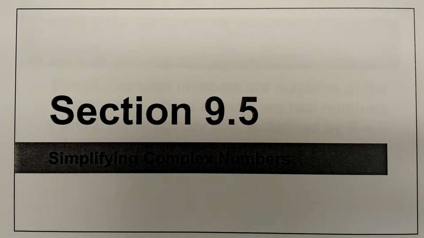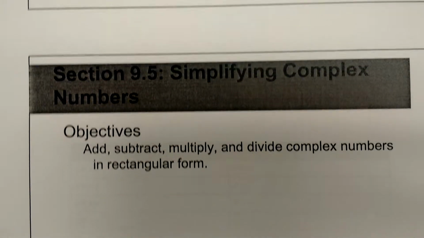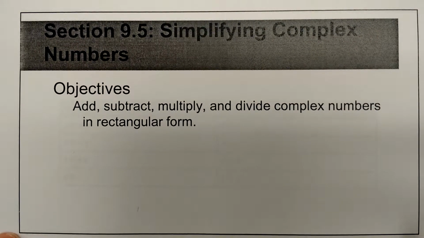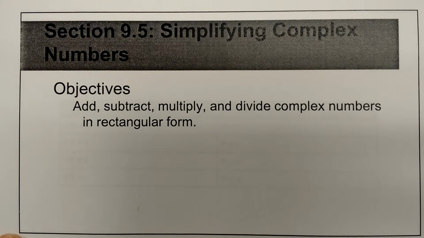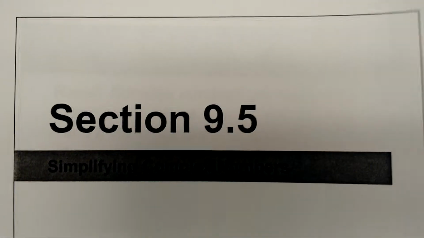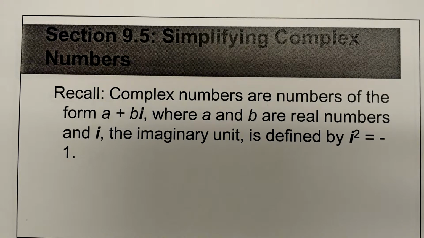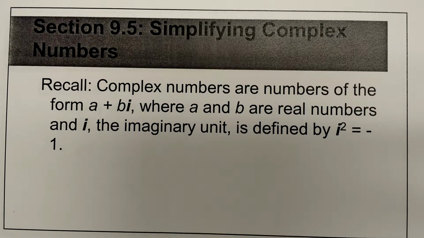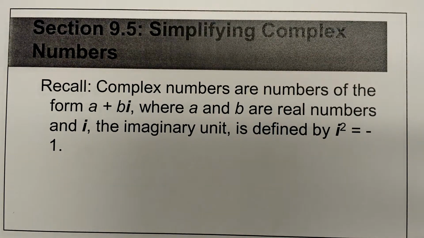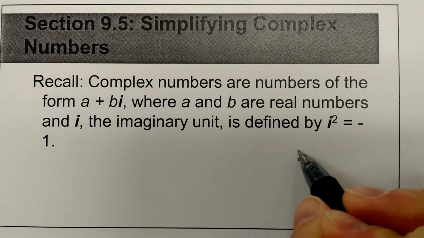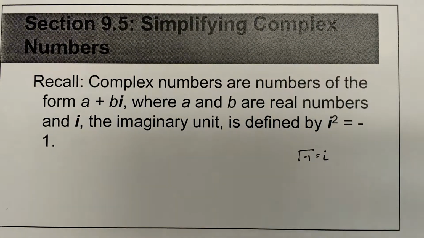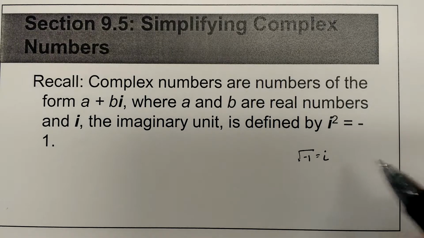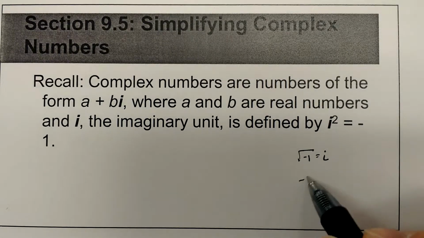Okay, here we have section 9.5, simplifying complex numbers. So add, subtract, multiply, and divide complex numbers in rectangular form. Complex numbers are numbers that have the form a plus bi, where a and b are real numbers, and i, as the imaginary unit, is defined as i squared equals -1. That means this is also true: the square root of -1 is equal to i, because if you square both sides, you get this expression.